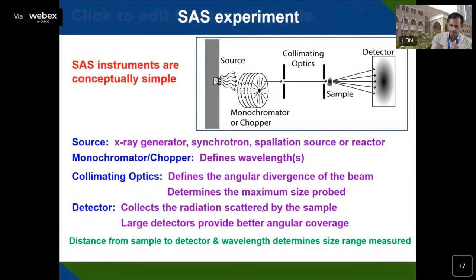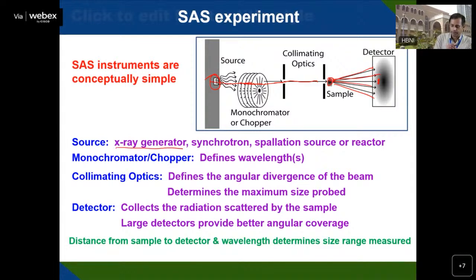If you see the experimental parts, you have a light source here. From the source the X-ray will come and fall on the monochromator, or the chopper, then pass through different collimating optics and fall on the sample. From the sample it's scattered at a very low angle, almost parallel to the incident beam. You have a detector here that collects all the data and you get a pattern. In the center you put a beam stopper to prevent detector burnout because of the direct beam.